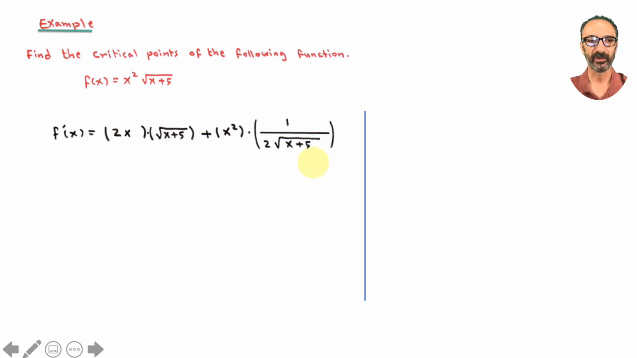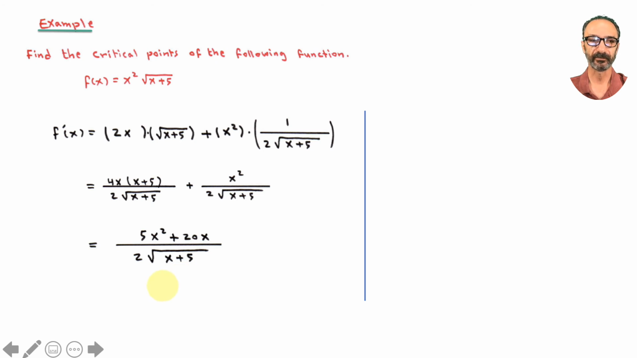Simplify. We need to combine these two. The denominator here is 2 times the square root of x plus 5. The denominator here should be the same, so I'm going to bring it here. When you multiply top and bottom by 2 times the square root of x plus 5, this 2 becomes 4 on top, and this with this next to it will make it without the square root. It's going to be squared. Make them one fraction.